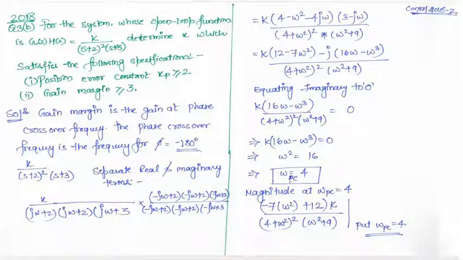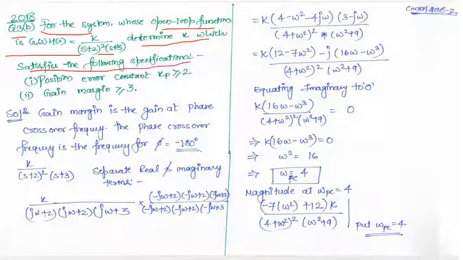The next question is 3b. For the system whose open loop function G(s)H(s) is given as this one, determine k which satisfies the following specifications. Now what are the specifications? The positional error constant must be greater than 2, and the gain margin must be greater than 3.